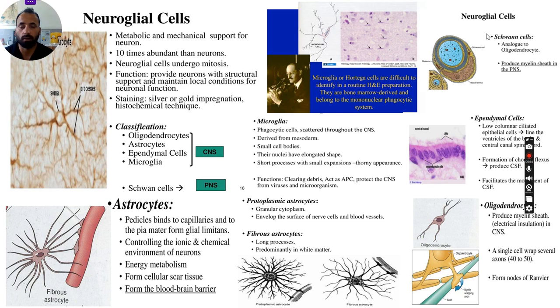Then outside, in the PNS, the peripheral nervous system, you have a type of supporting cell or neuroglia cell. You call it the Schwann cell. It is similar to the oligodendrocytes. Here it produces the myelin for the nerve fibers.